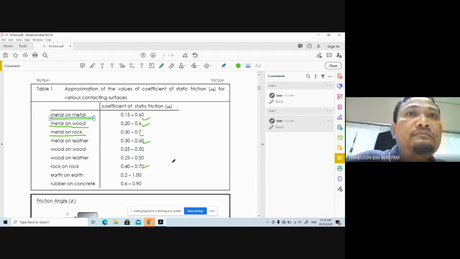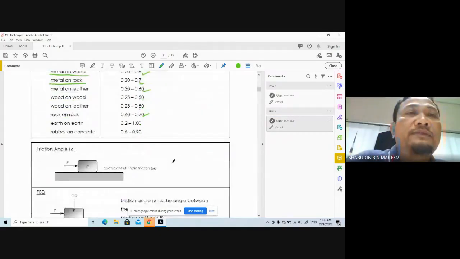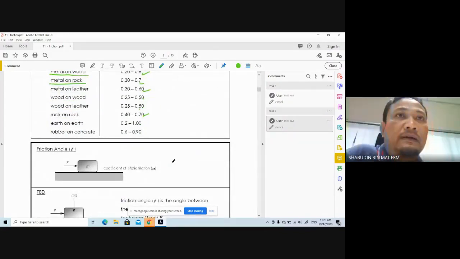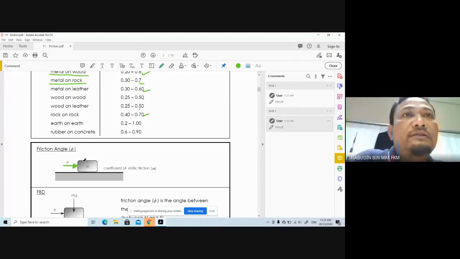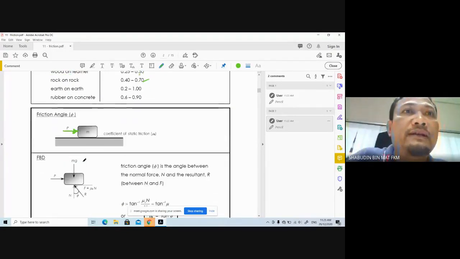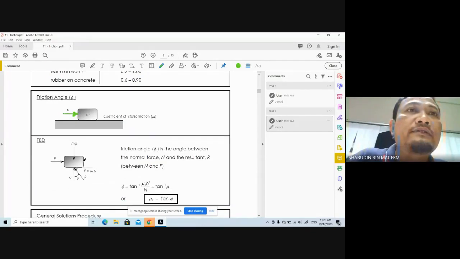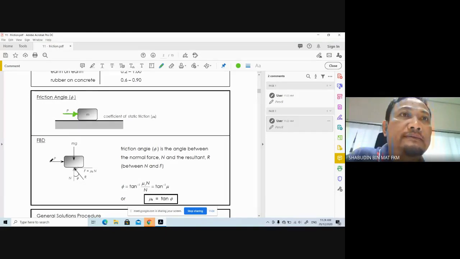If the object is still in equilibrium and you keep putting force P there, the first thing to do is to draw the free body diagram. So this is force P. You apply force P there.